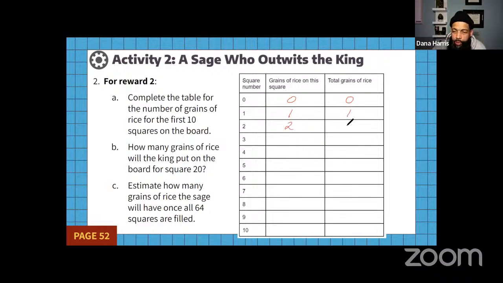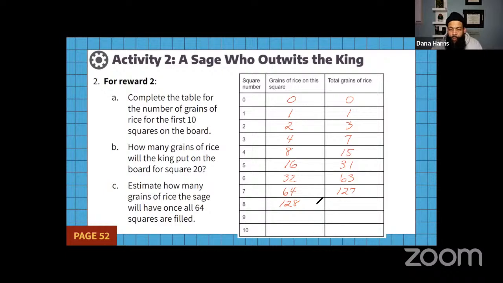That 1 doubles to 2, and 1 plus 2 gives us 3 grains of rice. That 2 doubles to 4, we have 7 grains. That 4 doubles to 8, we have 15 grains. 8 doubles to 16, we have 31 grains. 16 goes to 32, we have 63 grains. Double 32, we get 64, and we get 127 total grains. 64 doubled is 128, and we get a total of 255. Actually, wait, hold up. I made a mistake. This should be 127. I'm sorry.